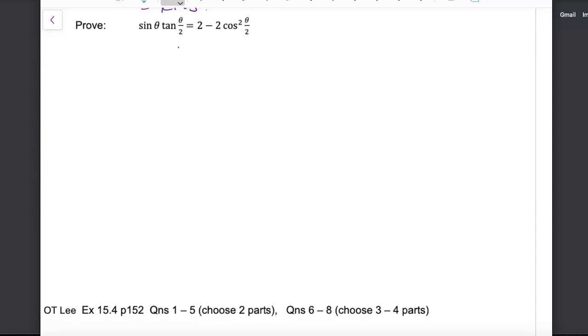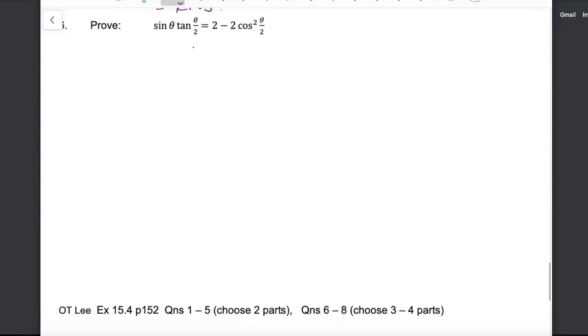So now I'd like you to have a go at question number 6. Before you pause the video to have a go at this proof, I want you to have a look at the angles involved here. We have a sine theta, and we also have theta over 2 or half theta. So there's a big hint here to say that we've got a half angle involved here.